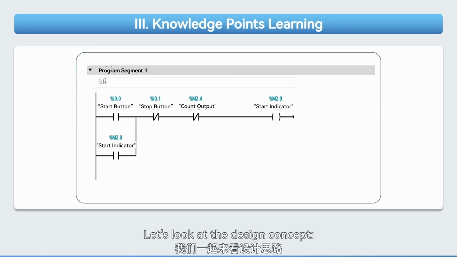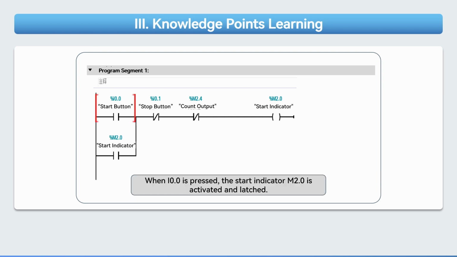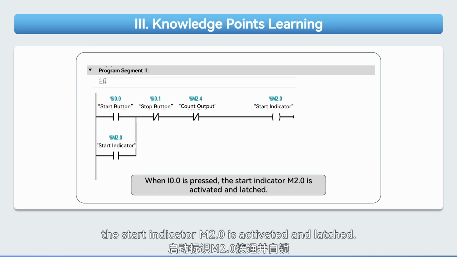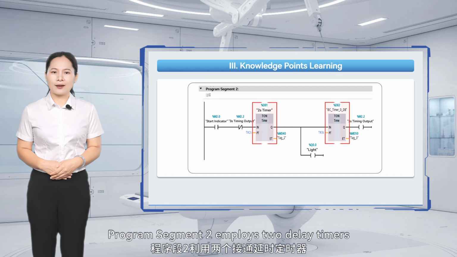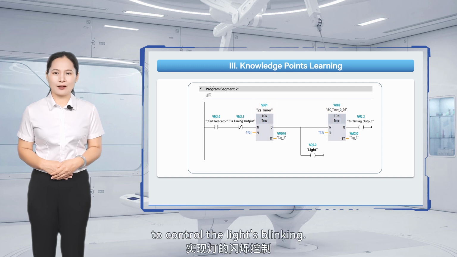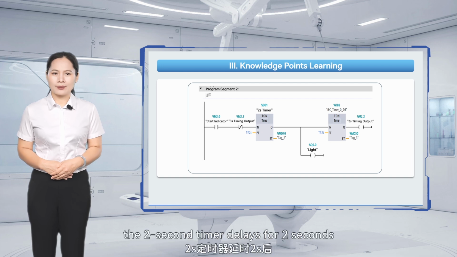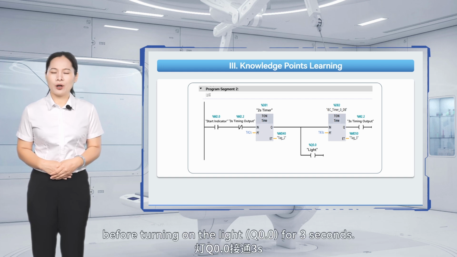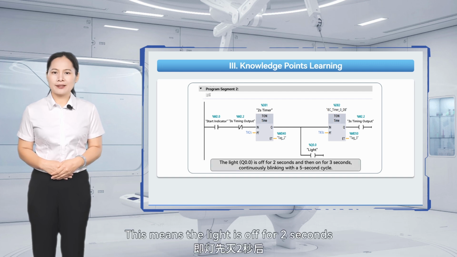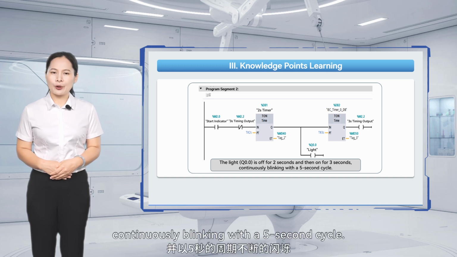Let's look at the design concept. Program segment 1 uses latching to maintain the start button signal. When I0.0 is pressed, the start indicator M2.0 is activated and latched. Program segment 2 employs 2 delay timers to control the lights blinking. When M2.0 is active, the 2-second timer delays for 2 seconds before turning on the light, Q0.0, for 3 seconds. This means the light is off for 2 seconds and then on for 3 seconds, continuously blinking with a 5-second cycle.